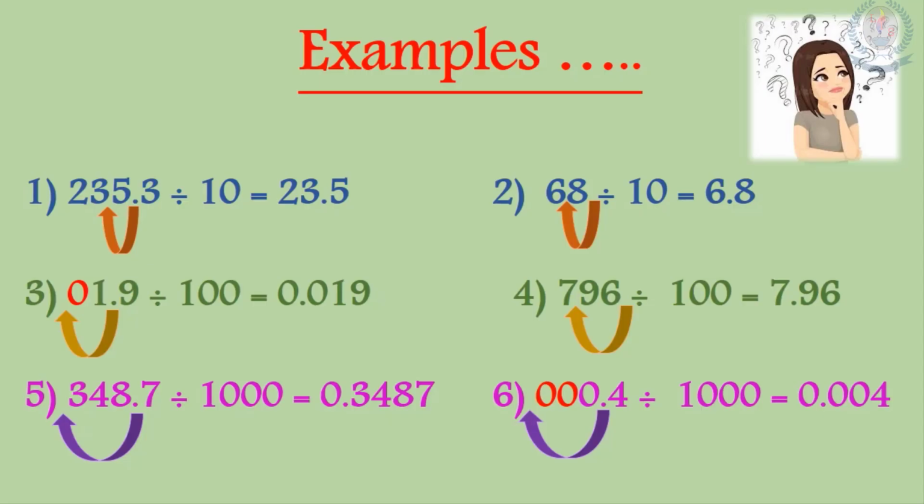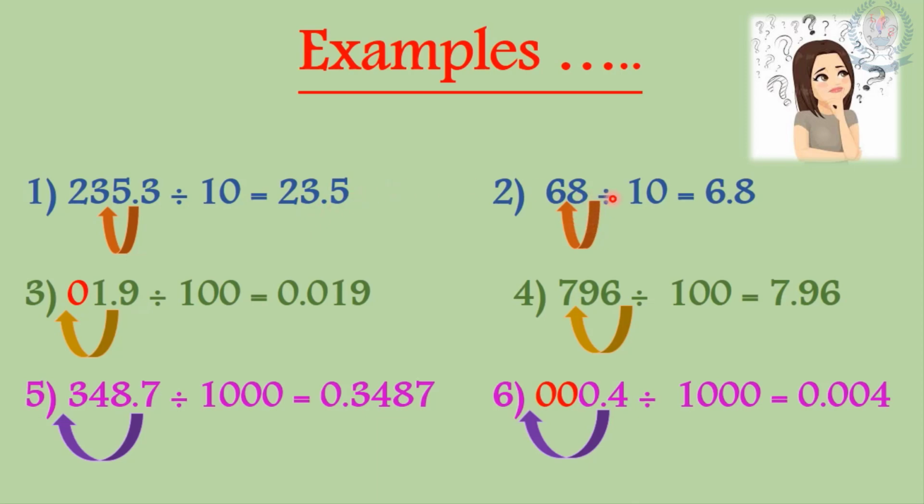Now look at these examples. First one, 235.3 divided by 10. Since we have to divide by 10, we have to move the decimal place to left hand side by 1 digit. Now the decimal place is in between 5 and 3. So we take this decimal place to left hand side by 1 digit, since we have to divide by 10. So it has come to in between 3 and 5. So the answer is 23.5.